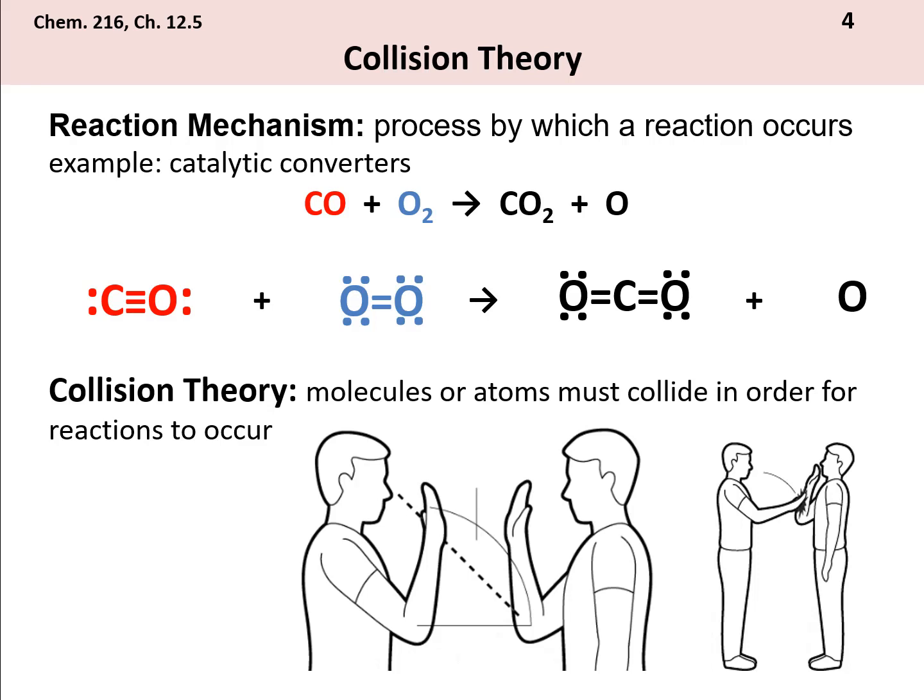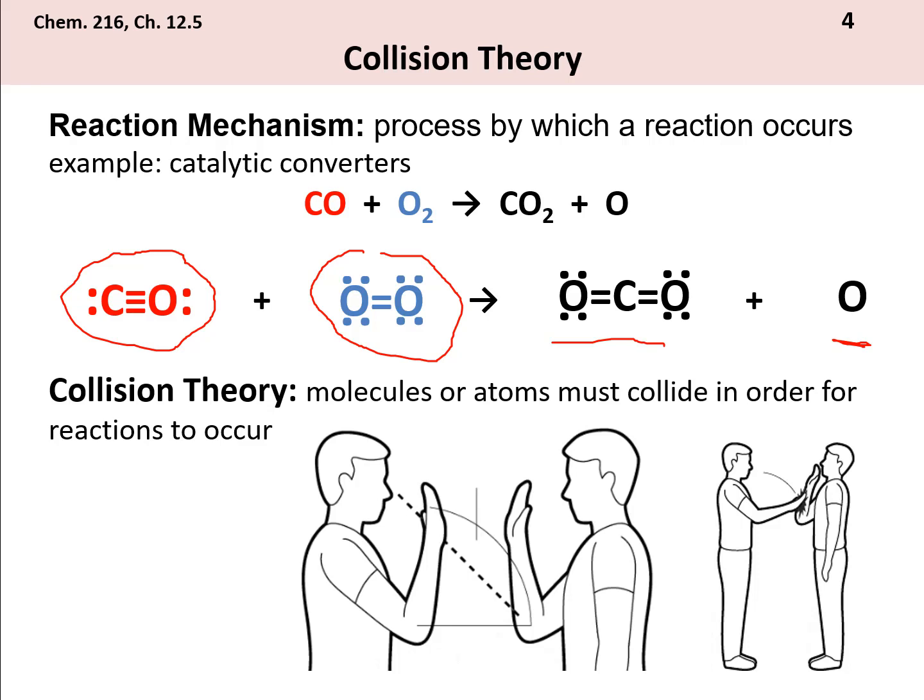Okay? So for instance, CO plus O2 going to CO2 and O. This is what happens in catalytic converters. How does this compound here, remember these are Lewis dot diagrams, in this compound right here, go about to form these? It's not just magic. What actually has to happen is a reaction has to occur. And reaction mechanism is the process by which this happens.